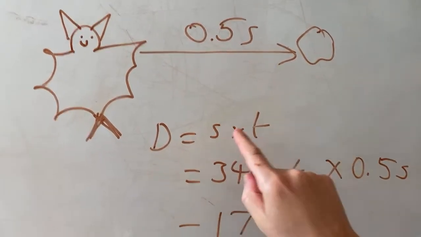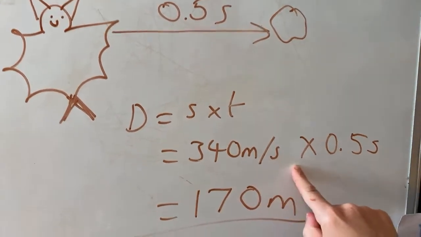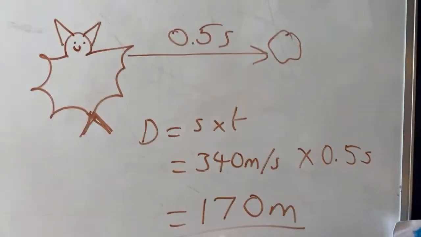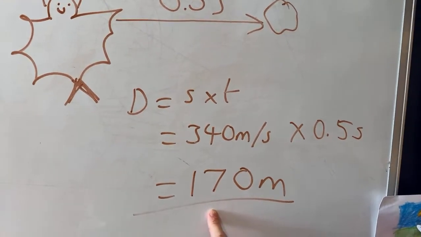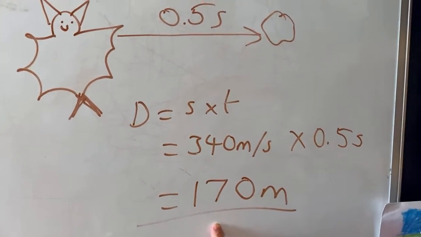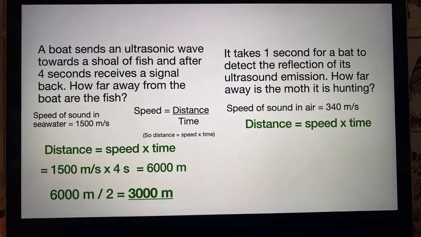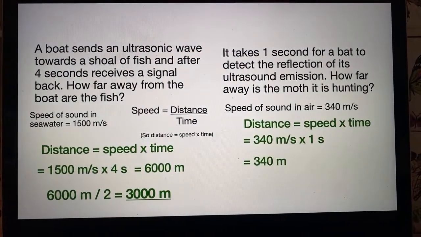So distance is speed times time. This time we're just talking about air. So it's 340 meters per second times 0.5 seconds. So the answer is the moth is 170 meters away, which now I think of it, is probably too far away, isn't it? Still, it's a physics lesson, not a biology lesson, so it doesn't matter. There we go. So again, just pick a method. You could have just kept the time the same and then remember to divide the final answer by 2.